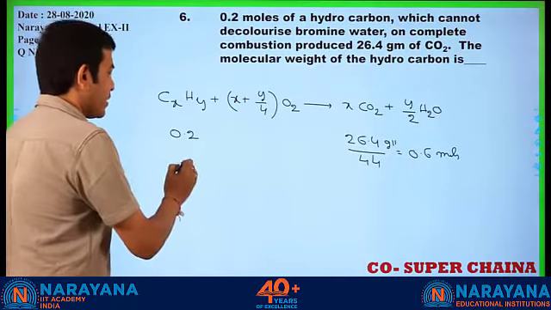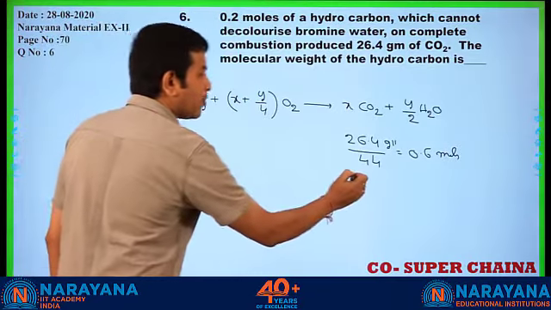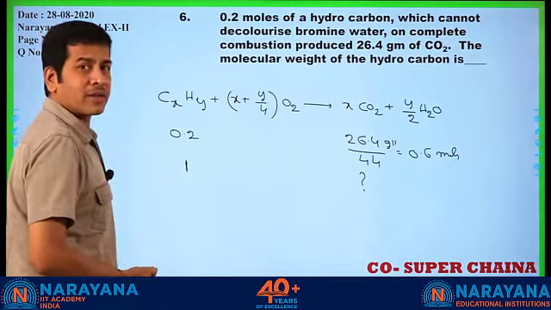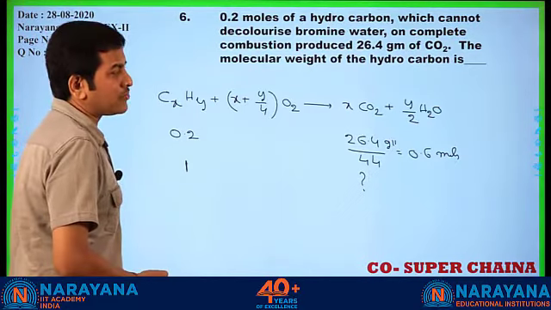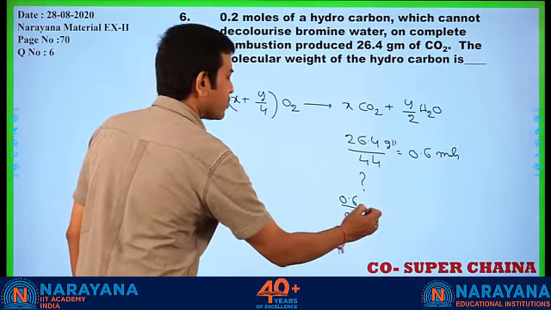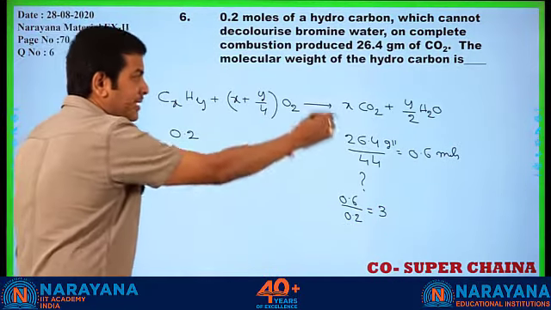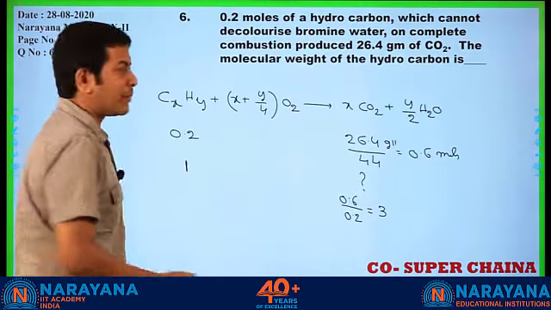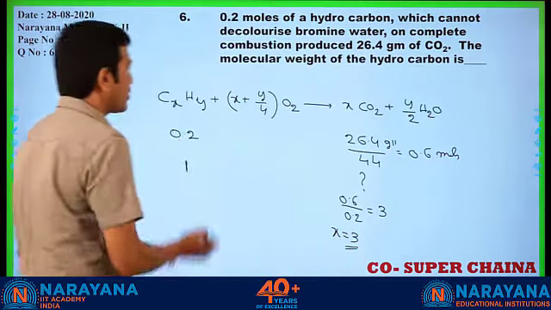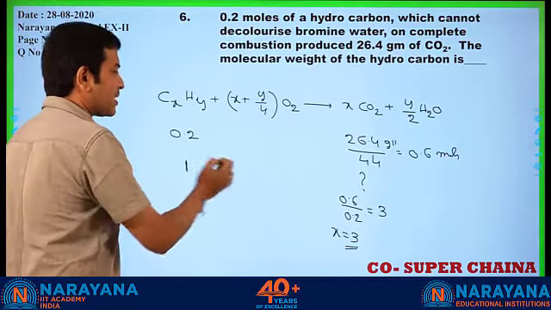Okay, now per 1 mole of hydrocarbon on complete combustion, how many moles of CO2 is formed? 0.6 by 0.2 is equal to 3 moles. So per 1 mole, 3 moles of CO2 is formed. That means here x is equal to 3. x is equal to 3 means the number of carbon atoms is 3.